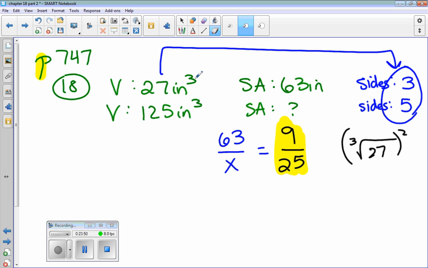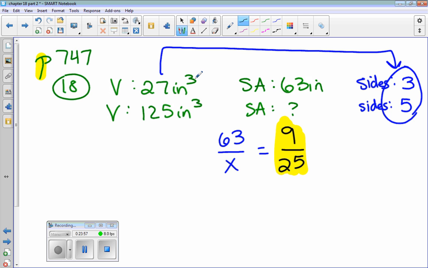Tell me it's 3 and 5. You know what I mean? So then from here, we just cross multiply and solve. Yep. We get 175. So that's the answer. Okay, I get it.